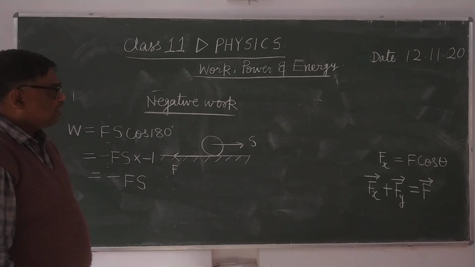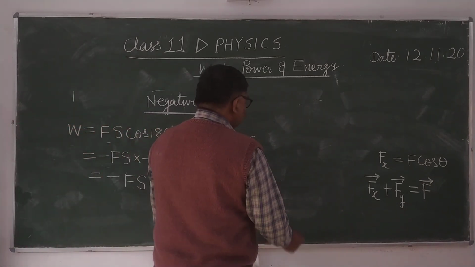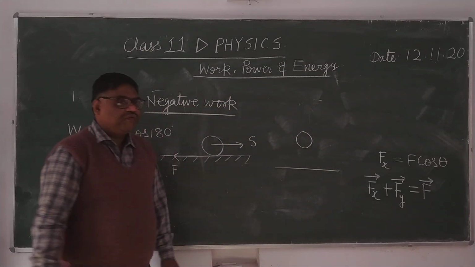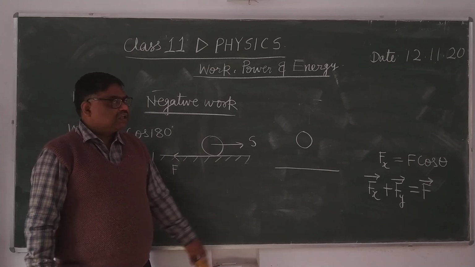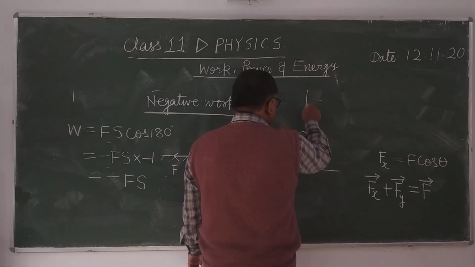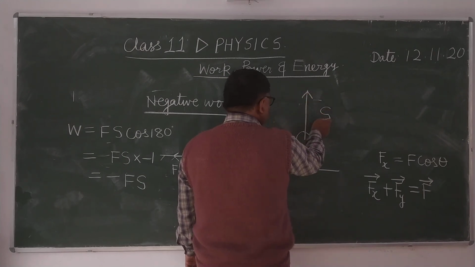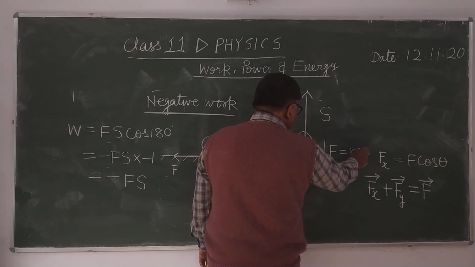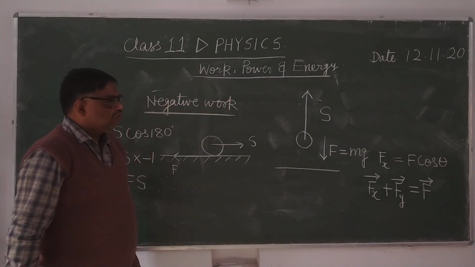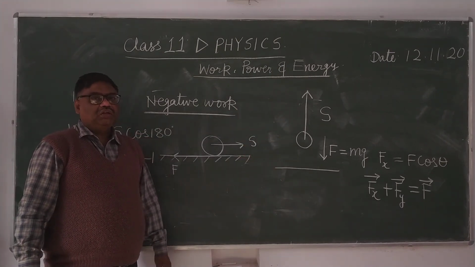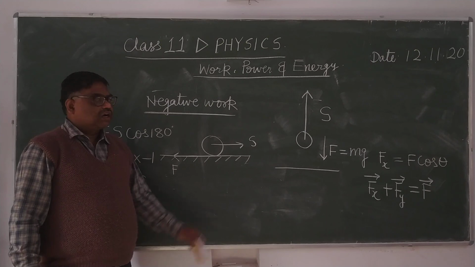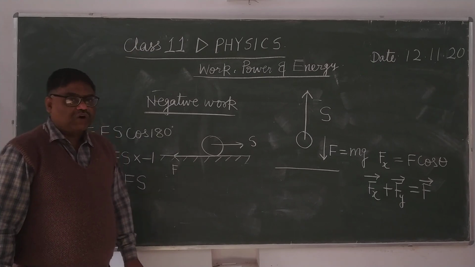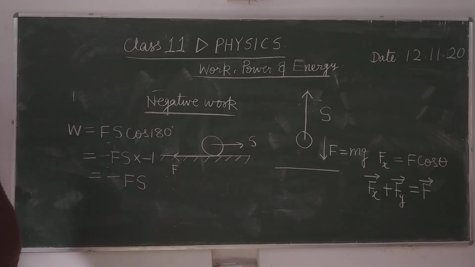There is one more example of negative work. Suppose a body is thrown vertically upward, then consider the work done by the force of gravity. What will be the displacement? Displacement will be in this direction. Force of gravity F equals m into g is always acting vertically downward. So what will be the work done? Both directions are opposite, so work done will be negative. Work done by the force of gravity will be negative when the body is thrown vertically upward. Is that clear?